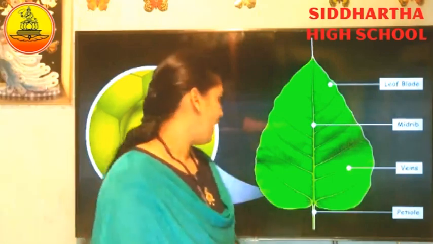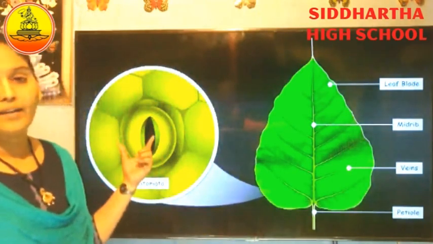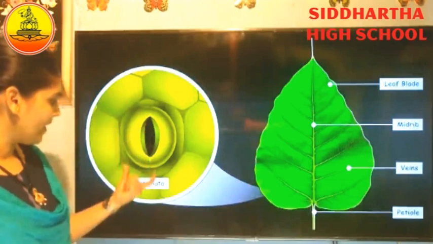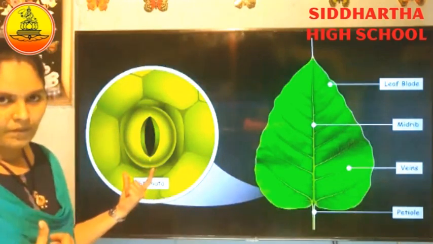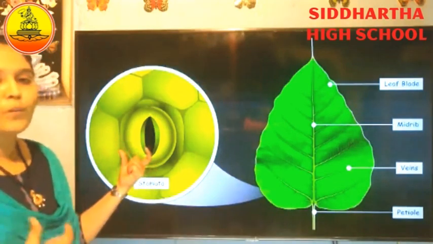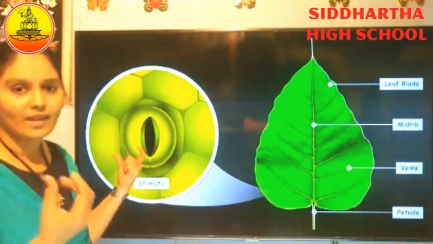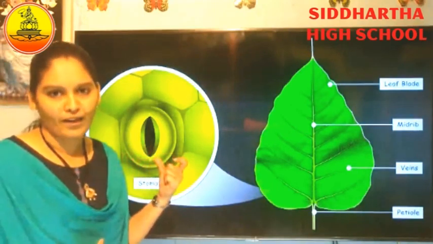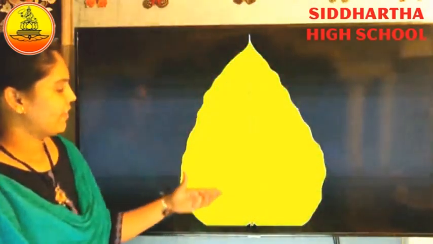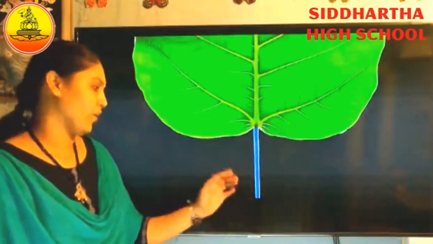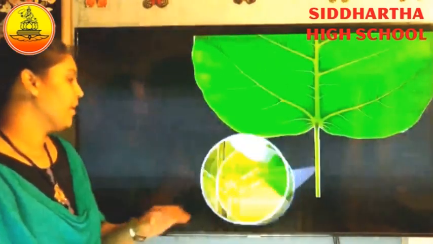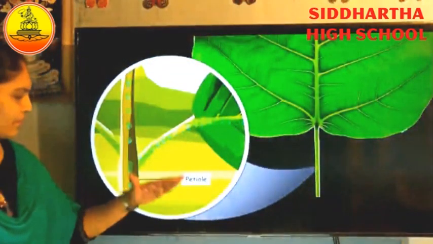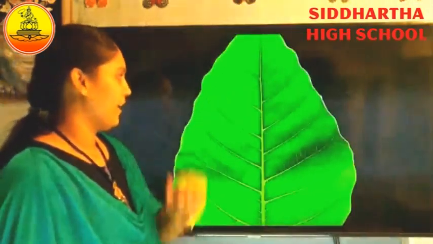Here we observe another part also. What is this? This one is the stomata. This part we can see with the help of a microscope only. The flat and dark part of the leaf is called the leaf blade. The leaf blade is attached to the stem through a tiny stalk called the petiole. It takes water from the stem to the leaf blade.